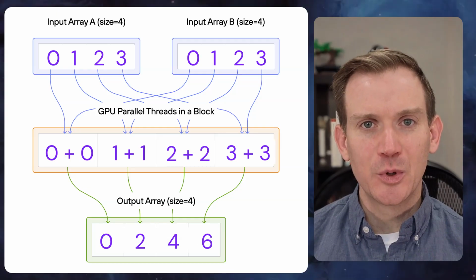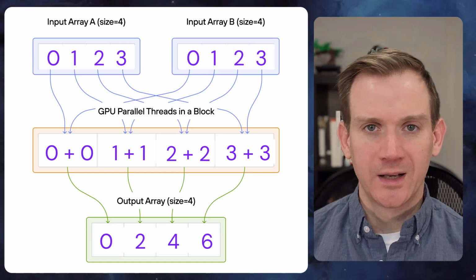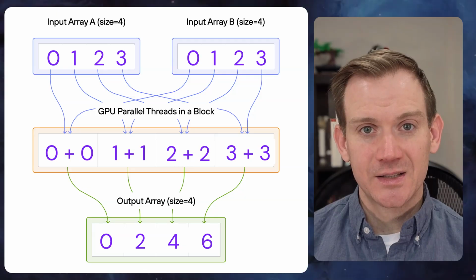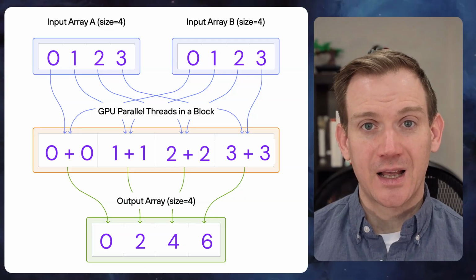The efficiency of GPU programming is that all four threads do this work at the same time. There's no waiting, no taking turns. Each thread independently gets its thread ID, uses that ID as an index, reads from both input arrays at that index, adds those values, and writes the result to the output array. Think of it like an assembly line where four workers, those are the threads, each handle one position, all working simultaneously. This is how GPUs achieve massive speedups by doing many simple operations in parallel.